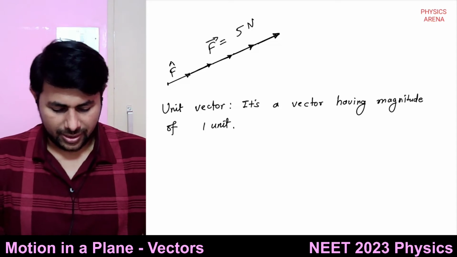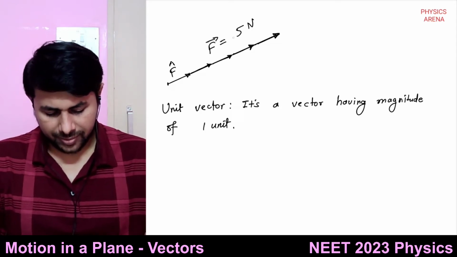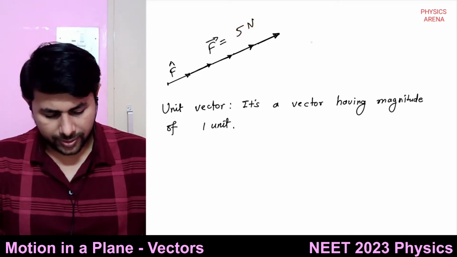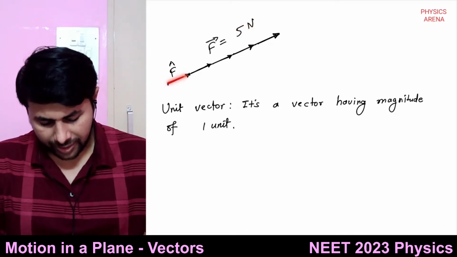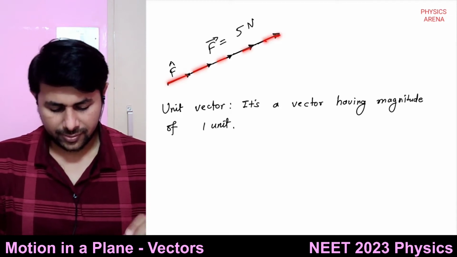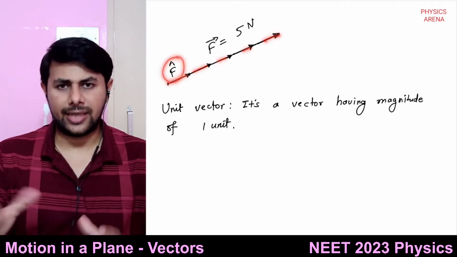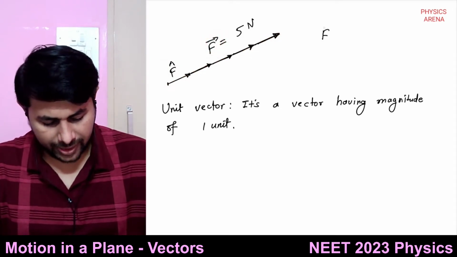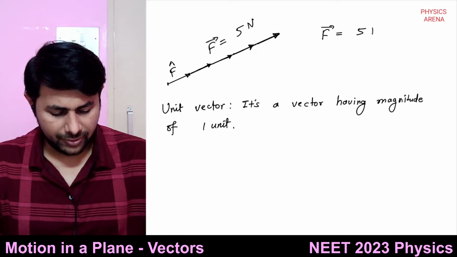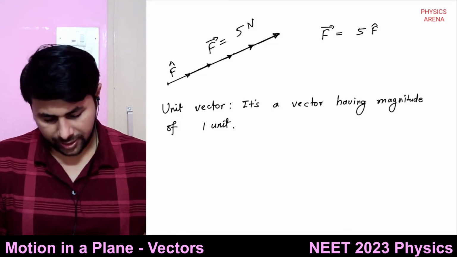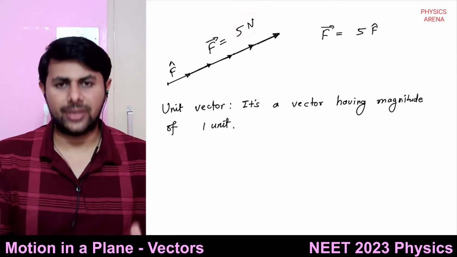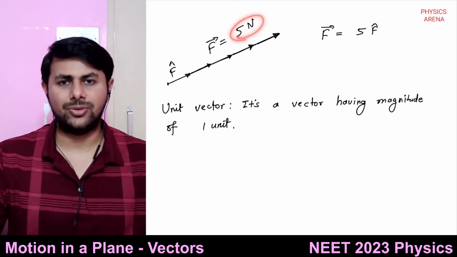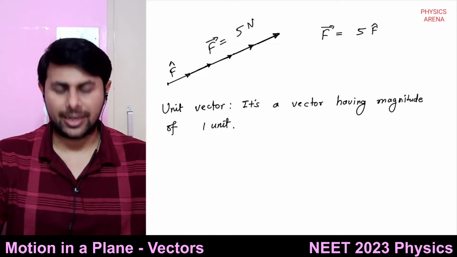Now, here I have written this F bar is equal to 5 times N. If I add five vectors like this F cap, I will get this F bar. So I can write F bar is equal to 5 times F cap. And here I have written 5 times N, 5 Newtons. So this is actually the magnitude of F bar.